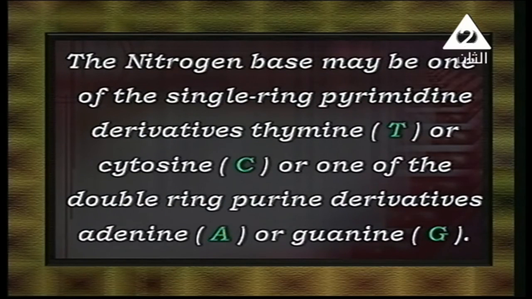The nitrogenous bases may be single ring or double ring. The single ring, okay, we have 2, which are what? They are thymine and cytosine, okay? Or they may be double ring, such as what? Adenine and guanine. Again, we have 4 nitrogenous bases that the DNA includes: thymine, cytosine, adenine, guanine. T, C, A, G. And don't forget to write them with capital letters.